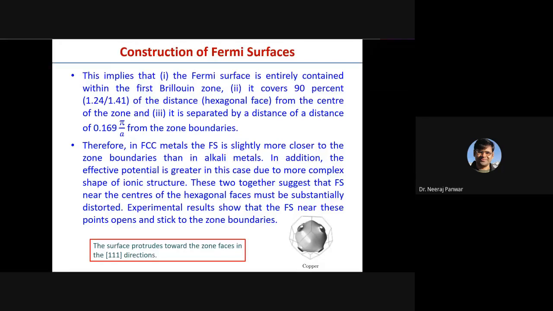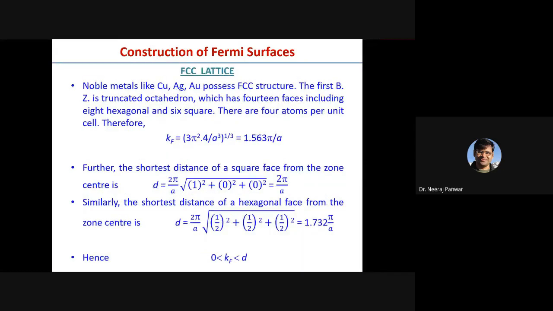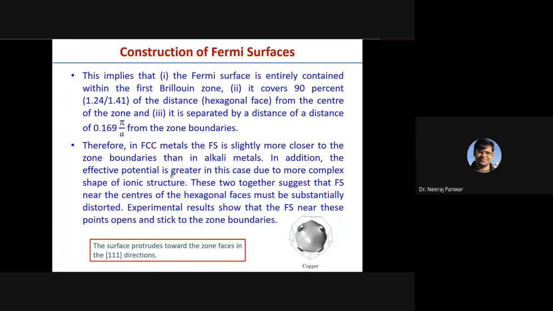Additionally, the effective potential is greater in the case of FCC lattice due to more complex shape of ionic structure. Copper, then silver, then gold, they have electrons in 3D, 4D, and 5D cells where the shape is different. Therefore, the effective potential in case of these noble metals is greater due to more complex shape of ionic structure.